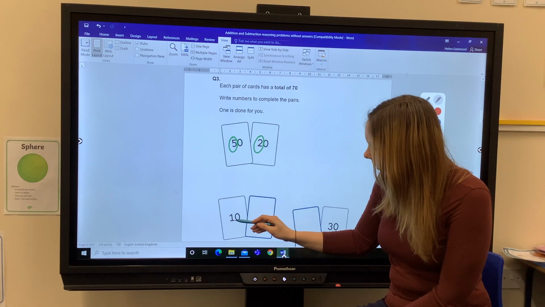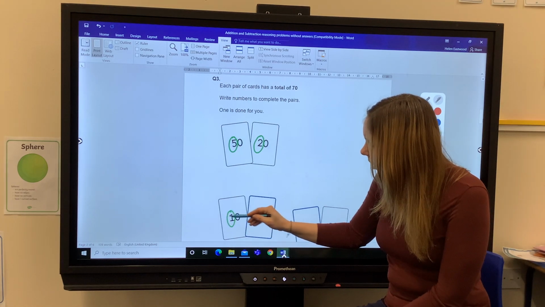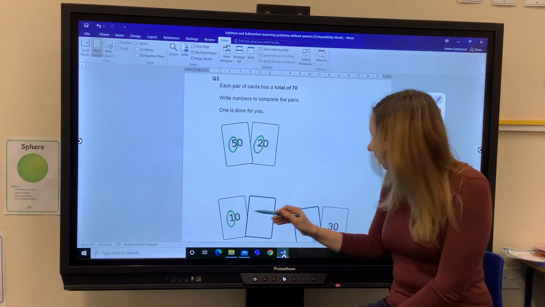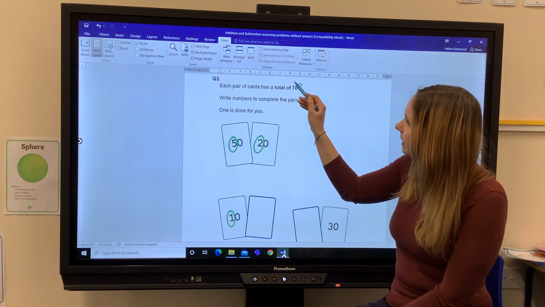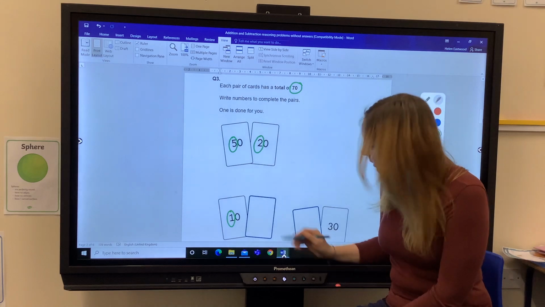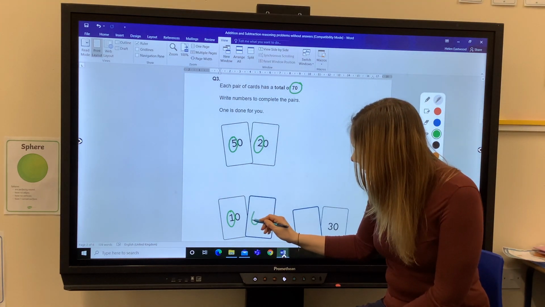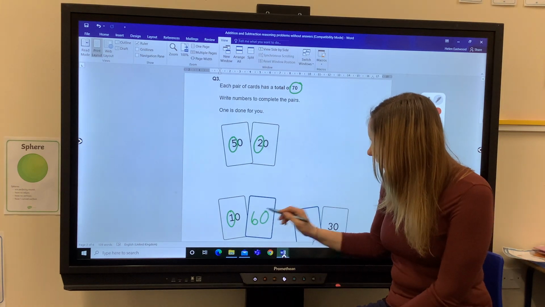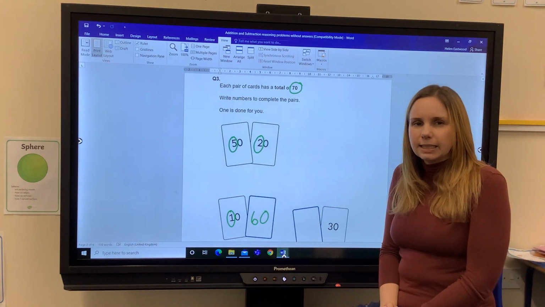Here I've got 10. 1 ten. Well, what goes with 1 to make 7? I'm making 70. 1 and 6 makes 7. But if I only had 10 and 6, it would make 16. So I need to make sure that is a multiple of 10, that is 60.